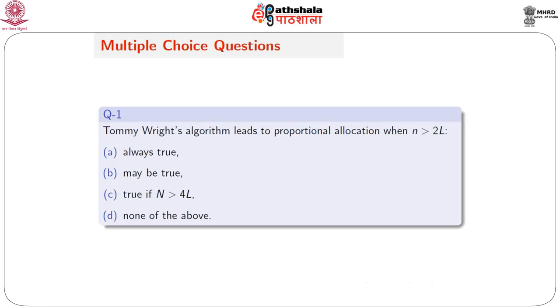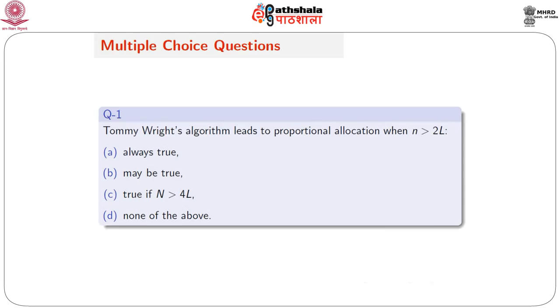Let us see what are the MCQs. Question 1. Tommy Wright's algorithm leads to proportional allocation when n is more than twice L. Is it always true? May be true. True if n is more than 4 times L, and none of the above.